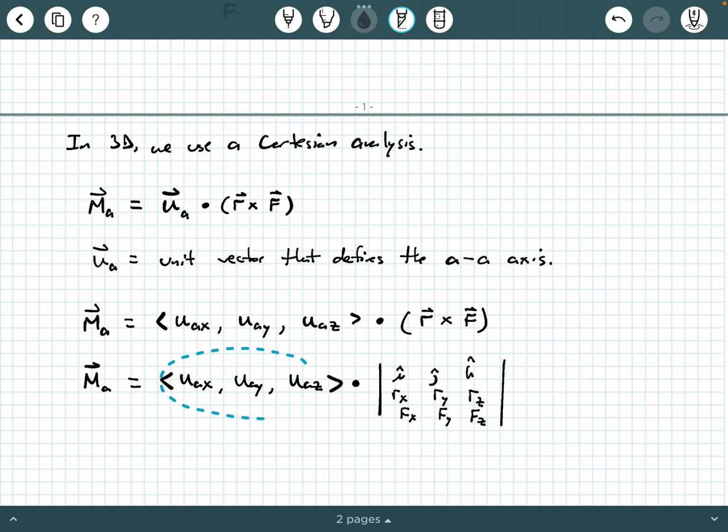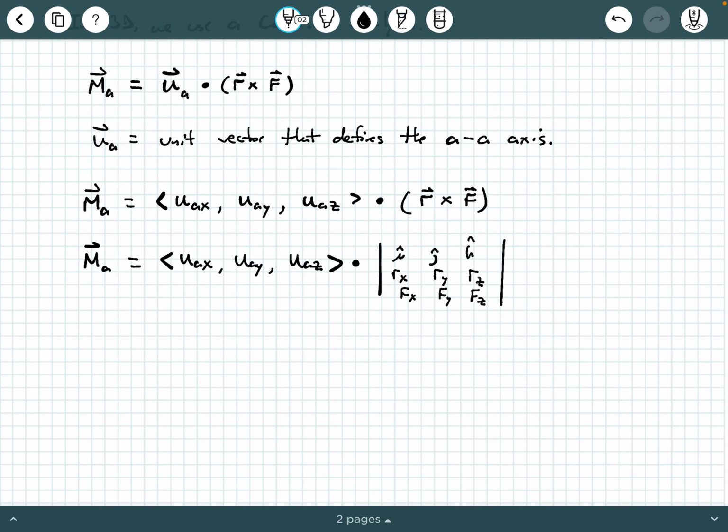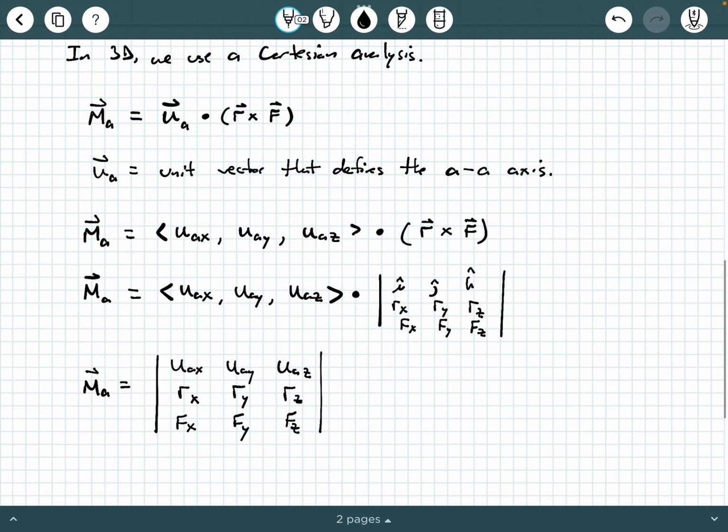When you dot this vector with this determinant, what you actually end up getting is a determinant, okay? And so what ends up happening is you end up getting MA equals determinant UAX, UAY, UAZ, RX, RY, RZ, FX, FY, FZ. Now, here's a question for you, okay? And I delayed on doing this particular formatting on purpose to see if we can piece it together ourselves, okay?